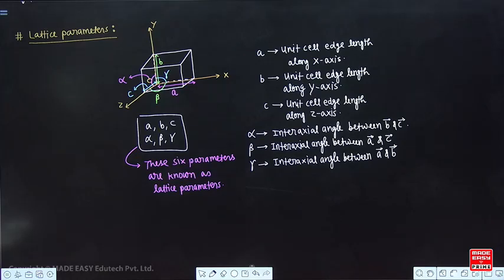Pratik, Cartesian coordinate system is that coordinate system in which all the directions are perpendicular to each other. And non-Cartesian coordinate system is that coordinate system in which it is not necessary that directions are 90 degree.